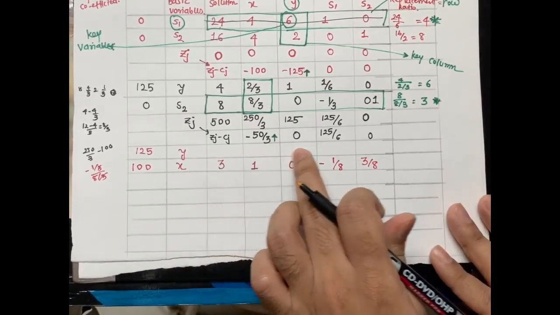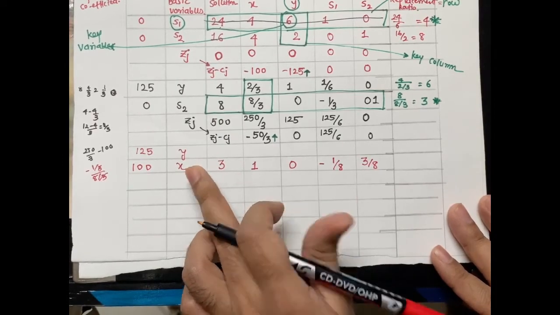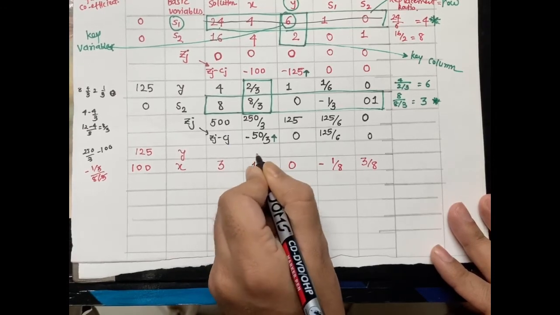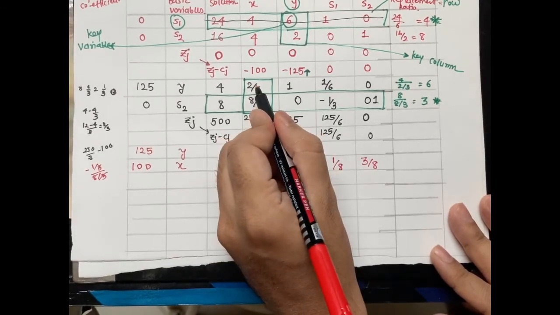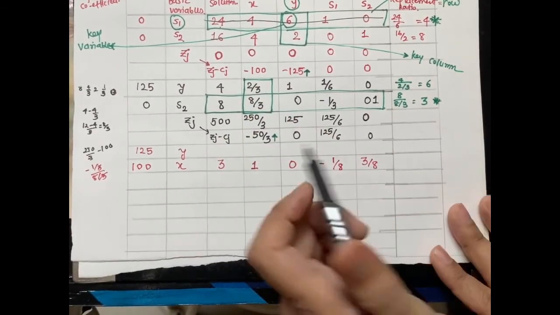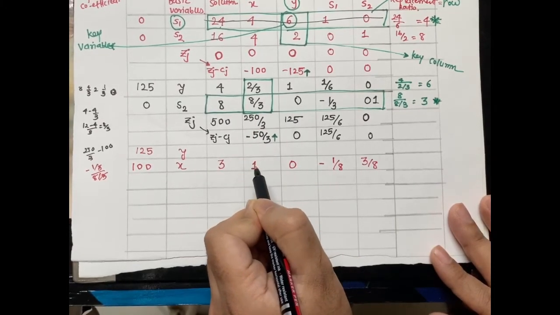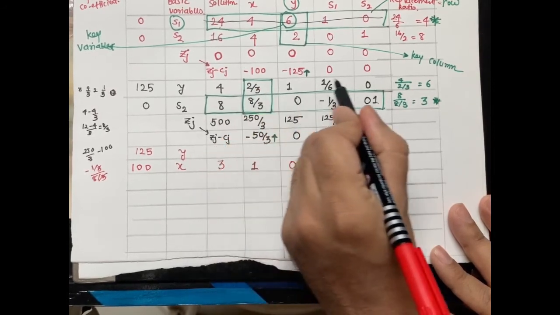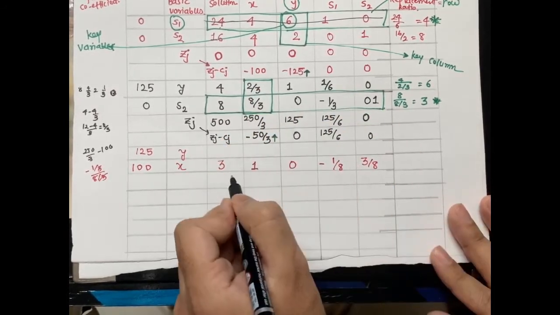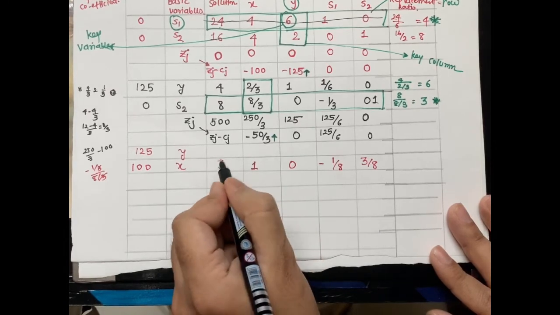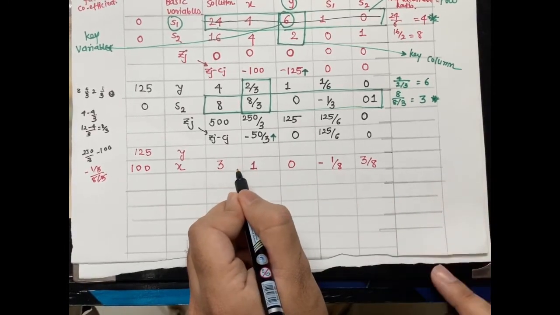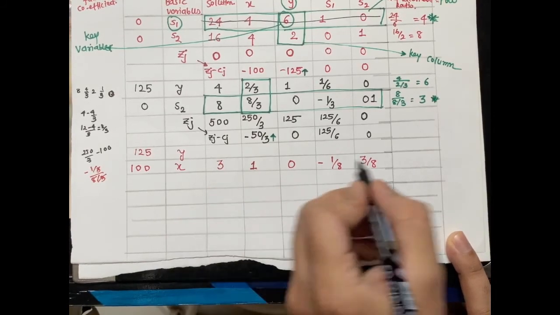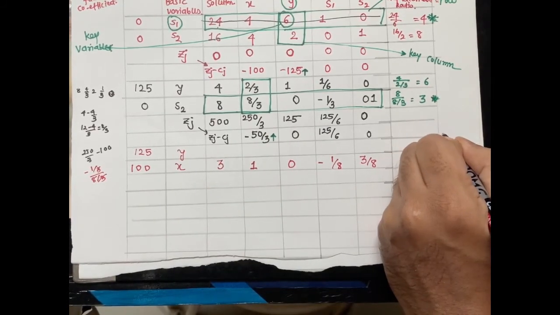Now I have to write the variable for this row. What is the condition for that? In a key column, except the key variable, all the cells should have a 0 value. How can I do that? If I multiply this row by 2 by 3 and then subtract it from this row, I can get 0 over here. So let's multiply this row value by 2 by 3. If I multiply 3 by 2 by 3, the 3 gets cancelled out. The very first value that I will be getting is 2.